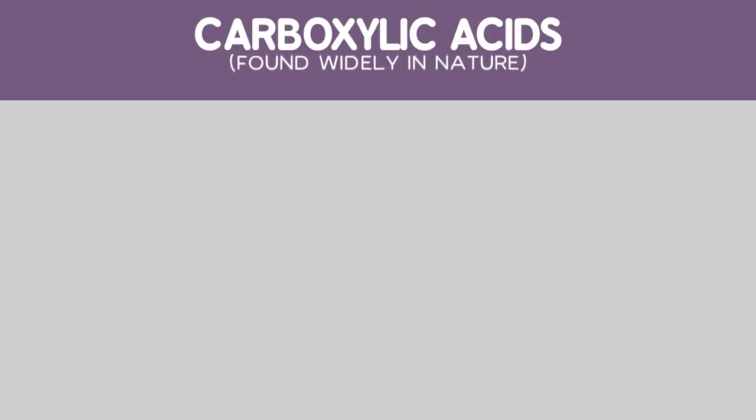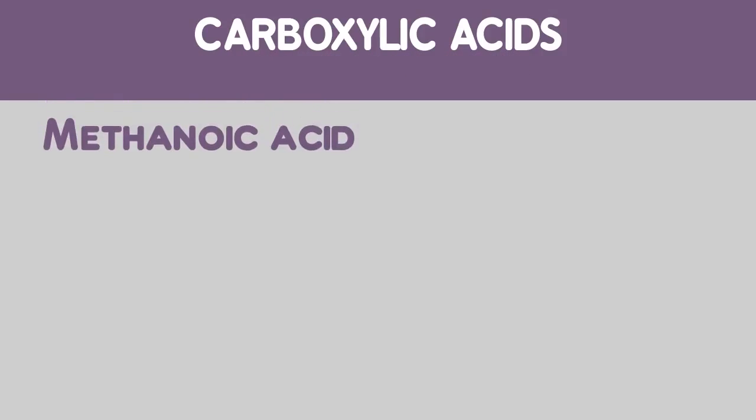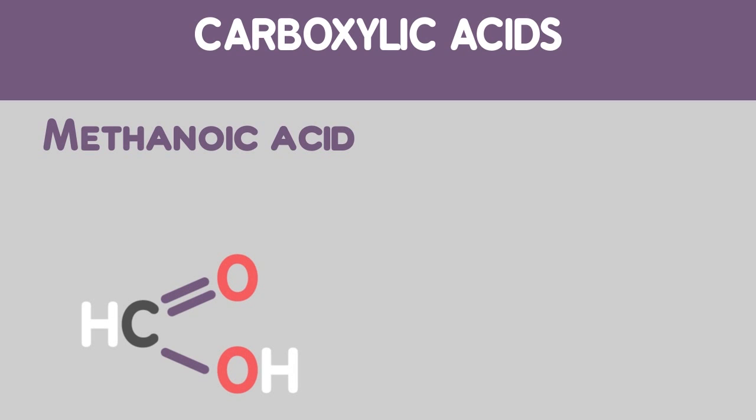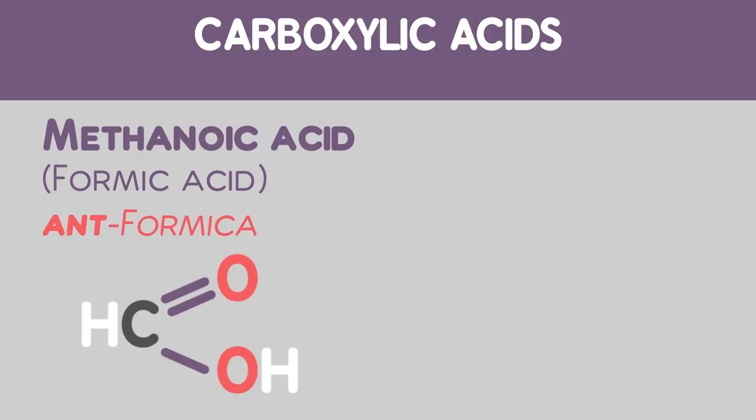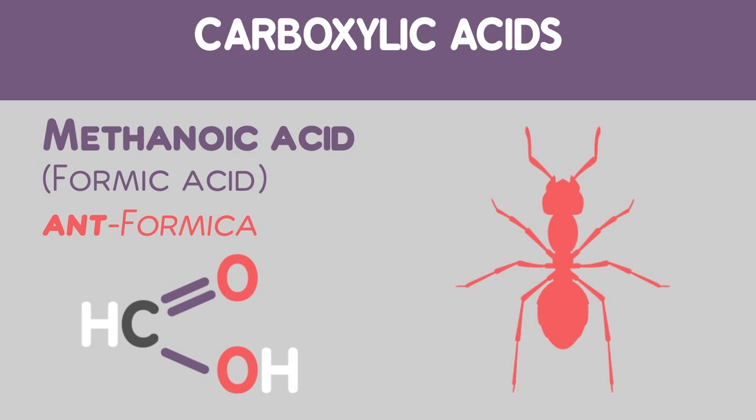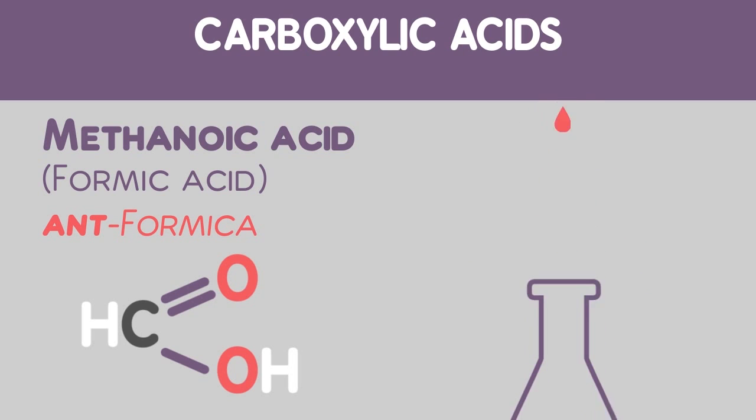Carboxylic acids are found widely in nature. Here are 3 examples. First up, methanoic acid. Methanoic acid is commonly called formic acid, from the Latin for ant, formica, as it is the compound red ants inject into their prey. It was first isolated by distilling red ants.